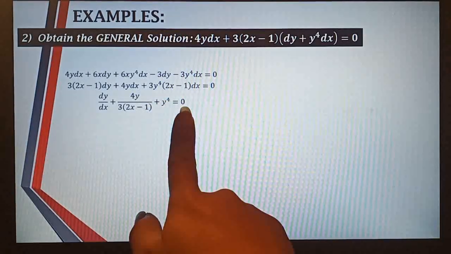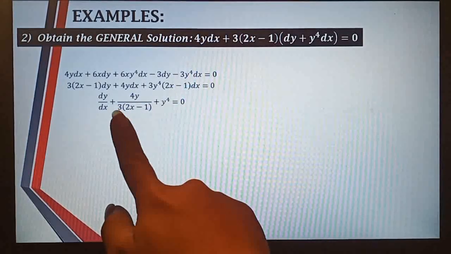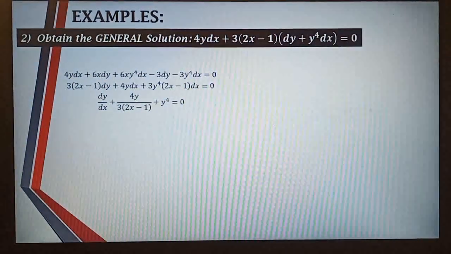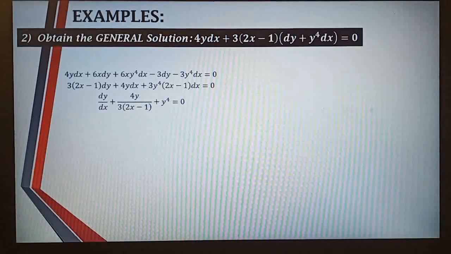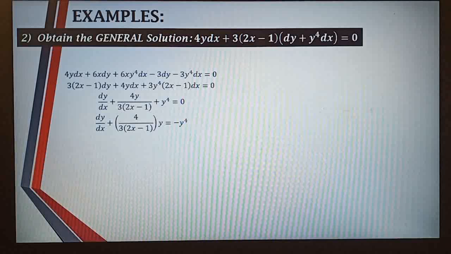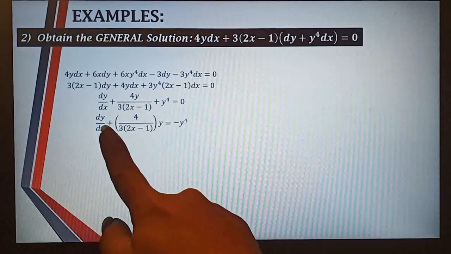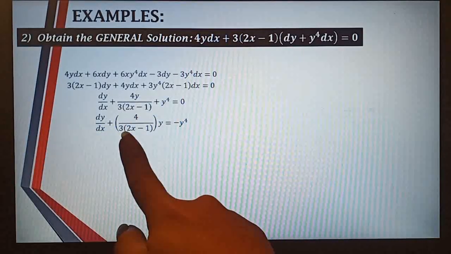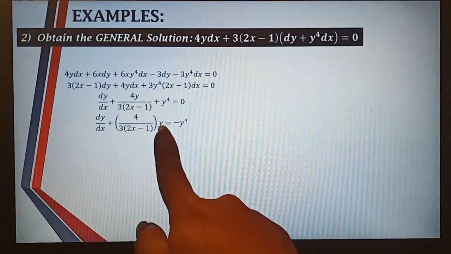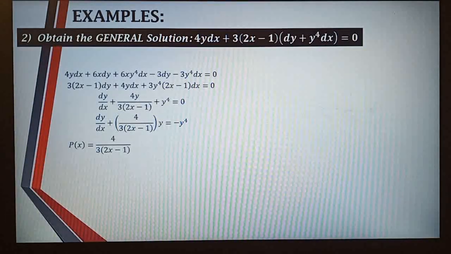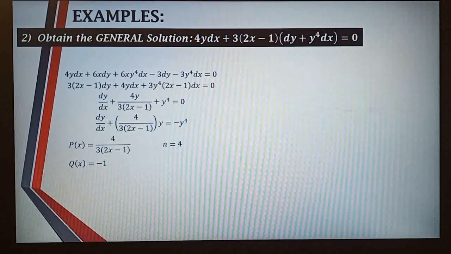Why did it become like that? We divided the whole equation by 3 times 2x minus 1 to remove the term accompanying dy. So in that case, to get the standard form of the Bernoulli's equation, our equation will be dy over dx plus 4 over 3 of 2x minus 1 multiplied to y equated to negative y raised to 4. So our p of x is 4 all over 3 of 2x minus 1. Then our q of x is negative 1. Then our n is 4. 1 minus n is negative 3.